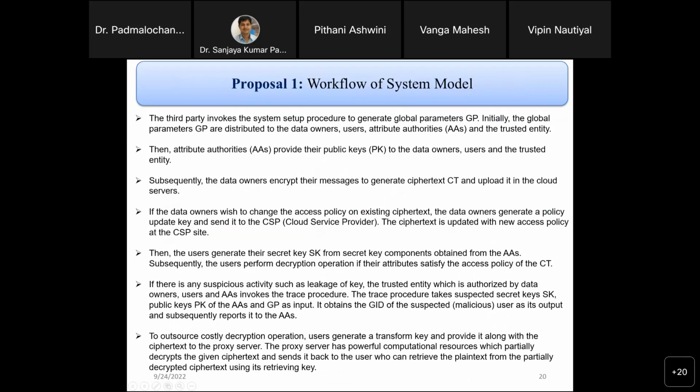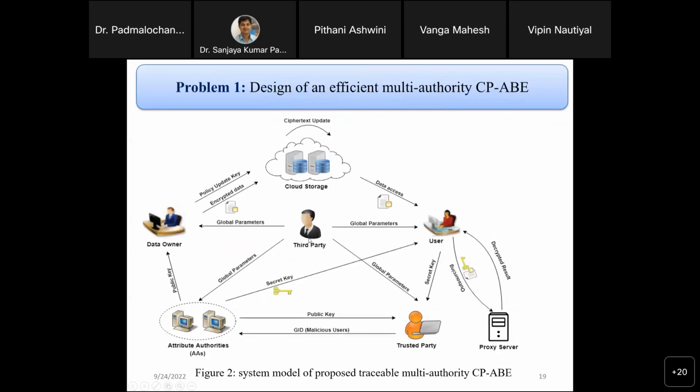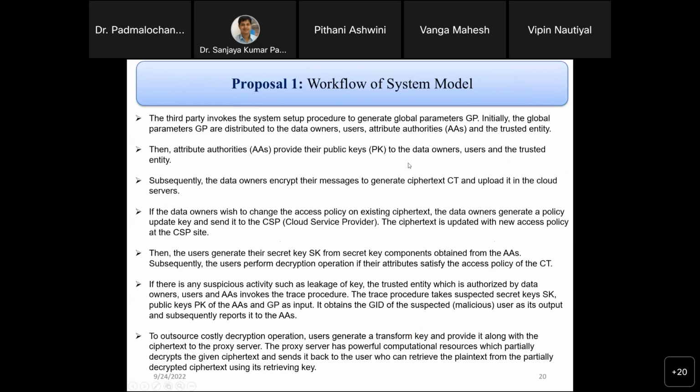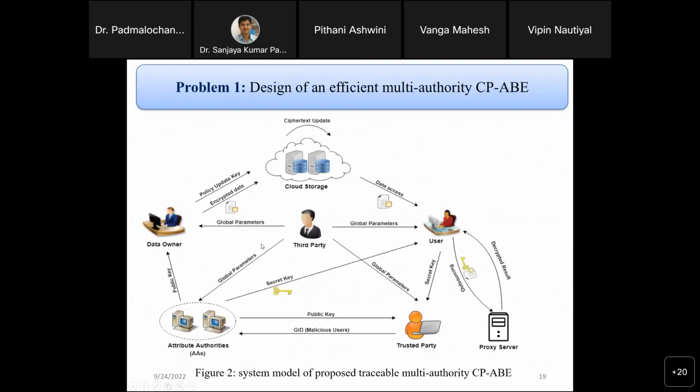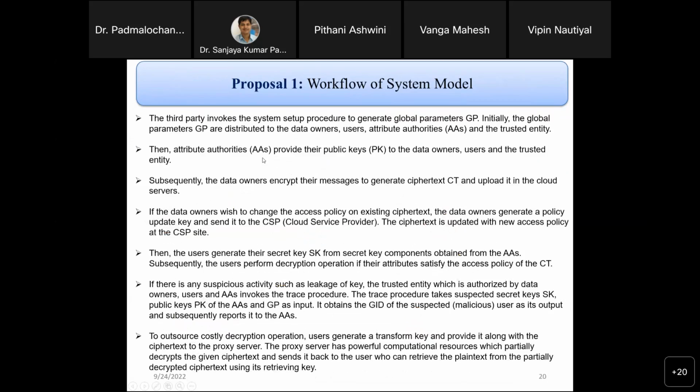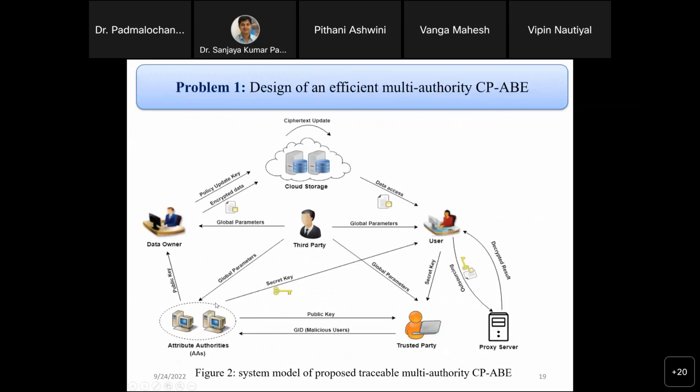So this is the whole process. The third party invokes the system setup procedure to generate the global parameters. There is an algorithm called the system setup algorithm which generates these global parameters. These global parameters are distributed to data owners, users, attribute authorities, and trusted entities. Then attribute authorities send their public keys to three entities: data owner, trusted party, and user.